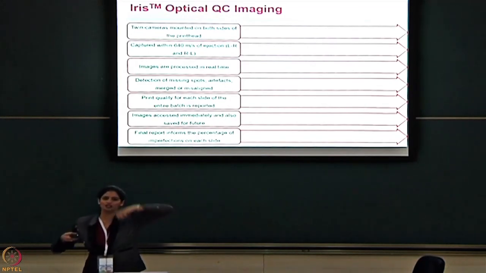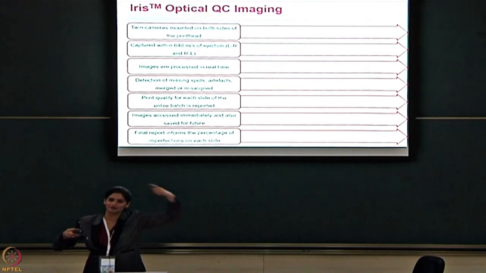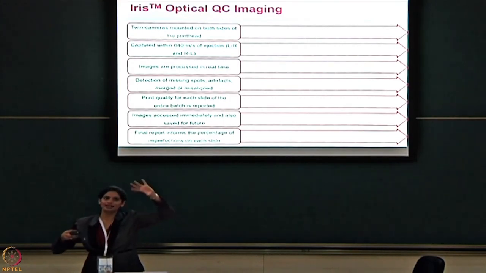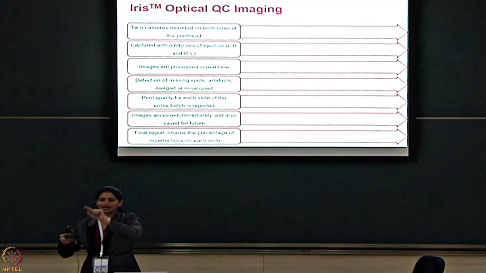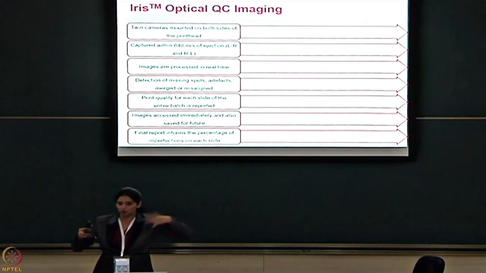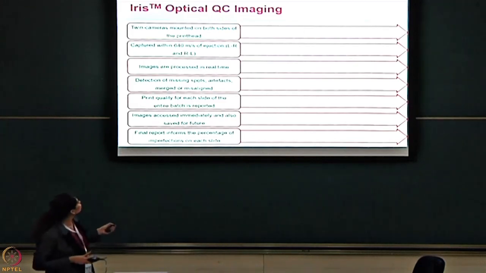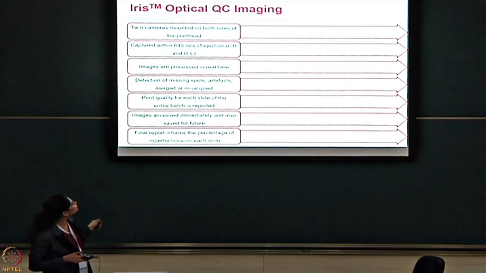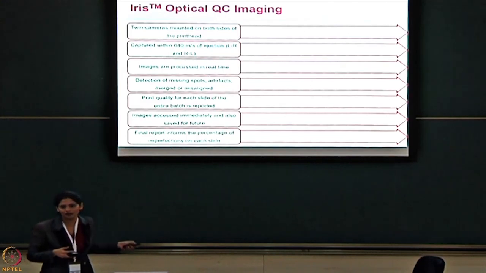And all these pictures get accumulated in its database in the cloud, and then it'll tell you, by the way, this slide has a dirt, or a sample is gone, or maybe something has been brushed off, or you're missing an antibody because you forgot to fill the vial, so many things. So it detects missing spots, artifacts, merged, misaligned spots. All these problems that come with traditional microarraying are eliminated.